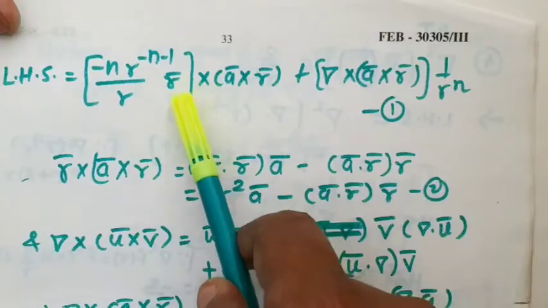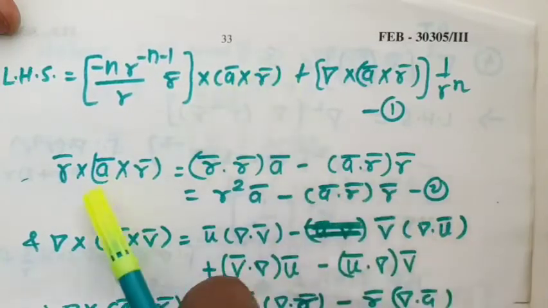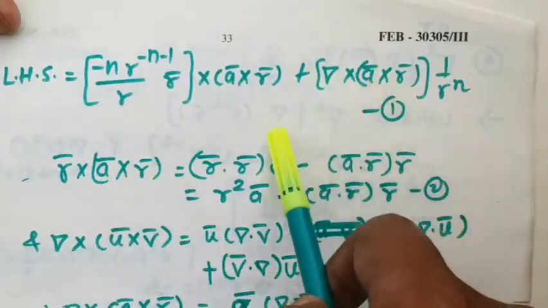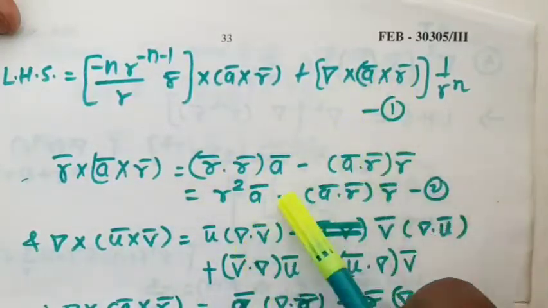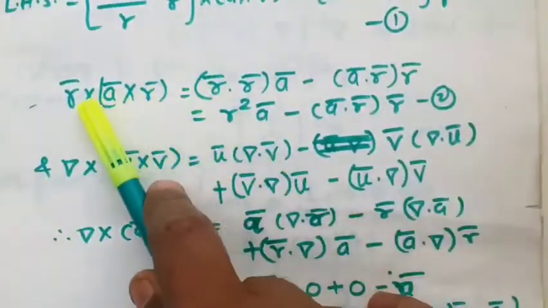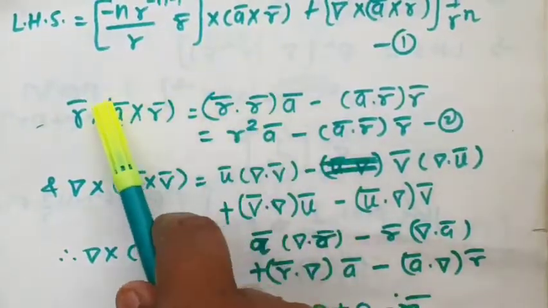Here we have the vector triple product r bar cross a bar cross r bar. This is a vector triple product that I am going to calculate separately. This also I am going to calculate separately, and after calculating them we'll put them in equation 1. So let us see the calculation for r bar cross a bar cross r bar. It is a vector triple product.